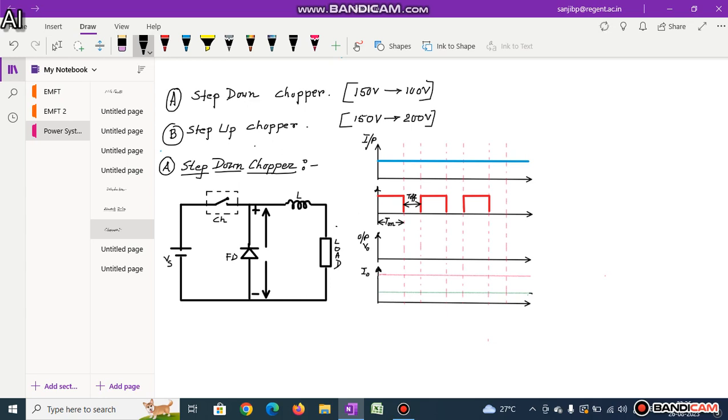First of all, suppose the switch is closed. What will happen? When the switch is closed, the supply voltage will connect to the circuit, and the red lines show the direction of power, you can say the direction of current. So this is the path of current when the switch is closed.